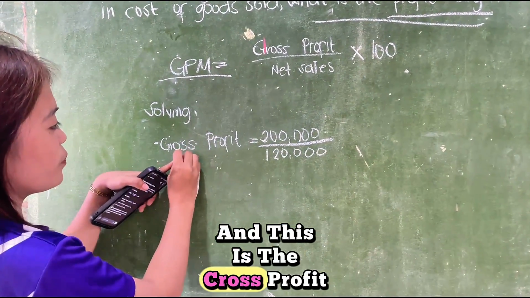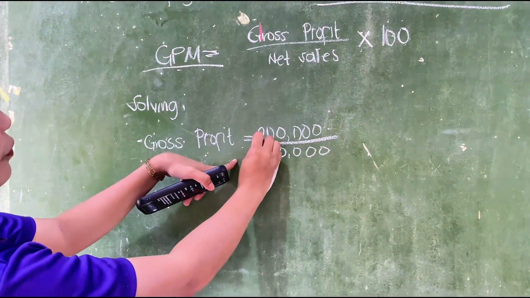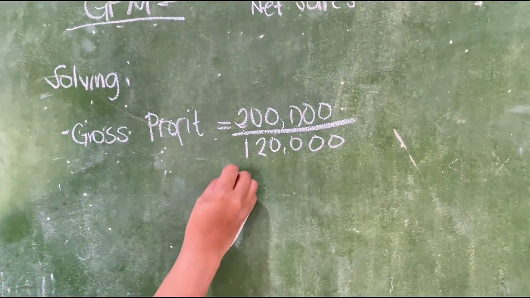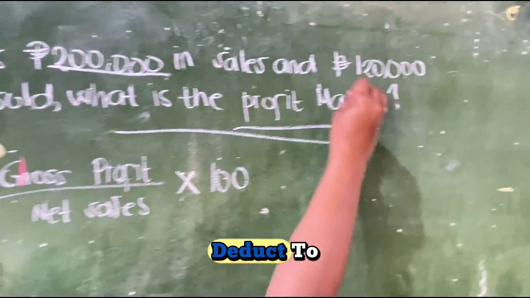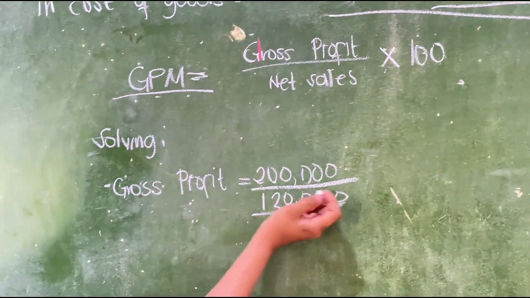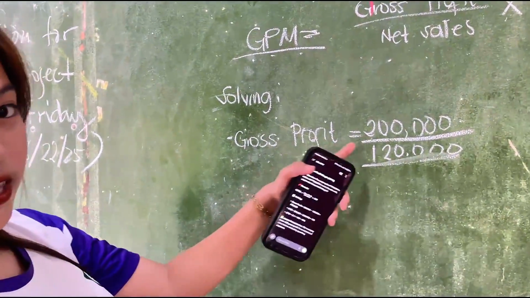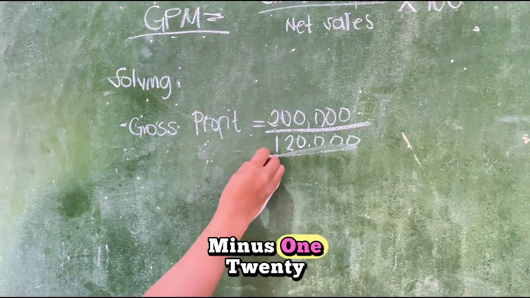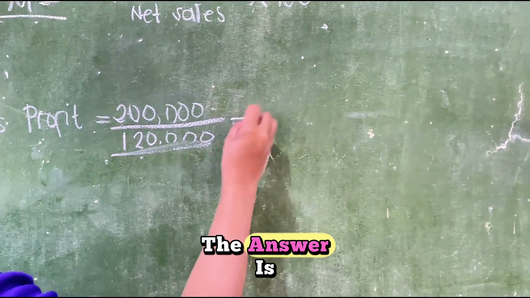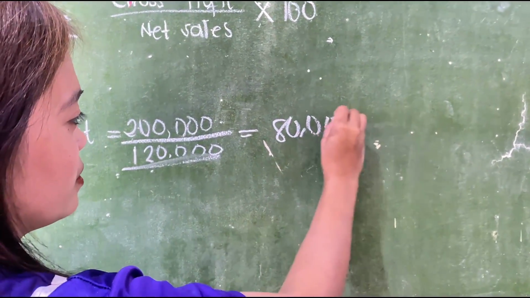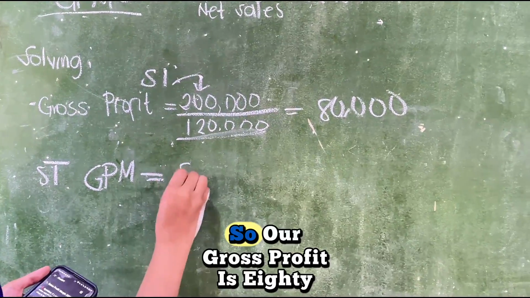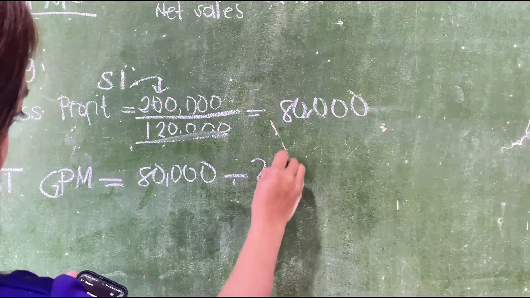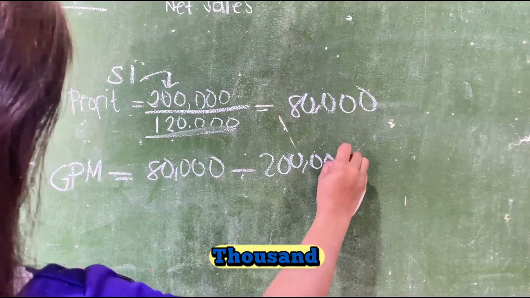And this is the gross profit. 200,000, we need to deduct 120,000 for our gross profit. 200,000 minus 120,000, the answer is 80,000. So our gross profit is 80,000 and net sales is 200,000.